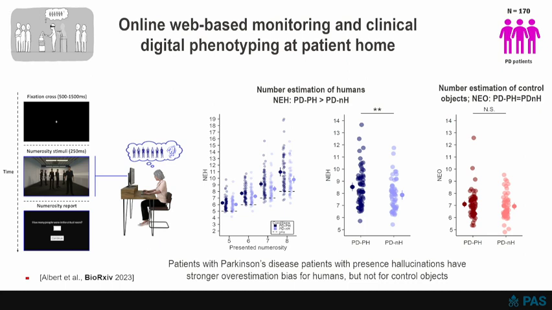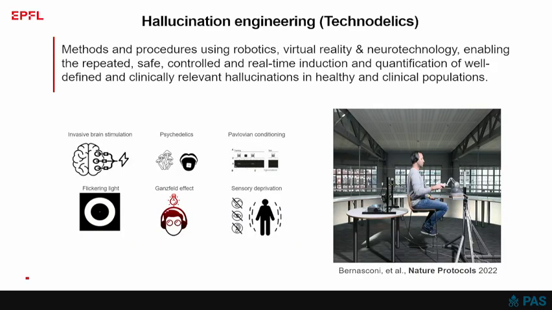Louis also developed an online version of this test and tested almost 200 Parkinson patients online at home. He developed a home-based, tablet-based test for this. And here we, of course, could not bring the robotic device to 170 homes of these patients, but those patients who have symptomatic, disease-related hallucinations at home have again a larger numerosity overestimation bias than those patients who don't. So we have really a nice way to translate these findings.